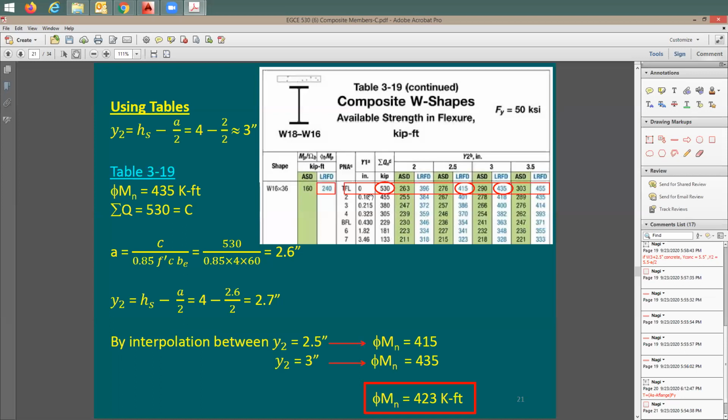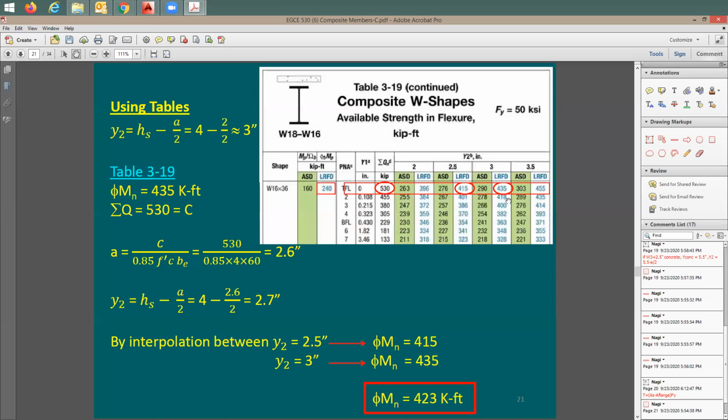Because look at this. When you go here with less composite action, look how much the force is dropping: 530, 455. Let's say I decide to go with point number 3. The amount of tension force or compressive force that you need to transfer through the studs is going to be 380 kips only. And how much is Phi-Mn? It's going to be 400.